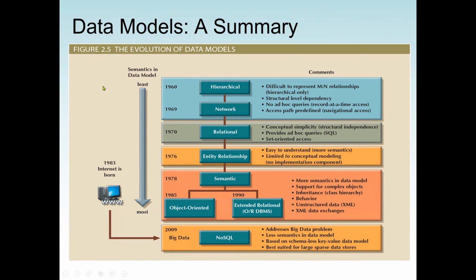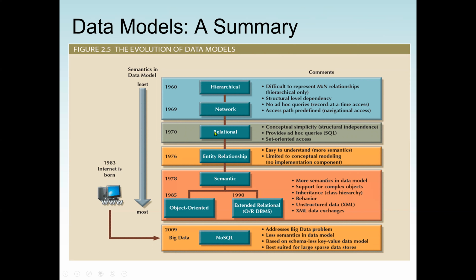So in summary, we can see the evolution of the data models. We start in the 1960s with the hierarchy. Then by 1969, we have the network. With the hierarchy and the network, it's very difficult to represent many-to-many relationships with the hierarchy alone. There's also the structural level dependency, no ad hoc queries, and record-at-a-time access.